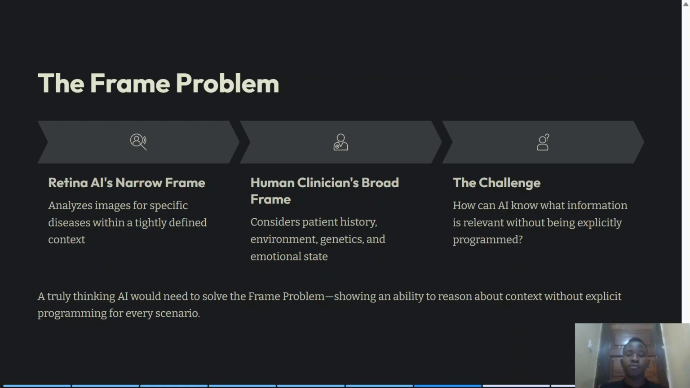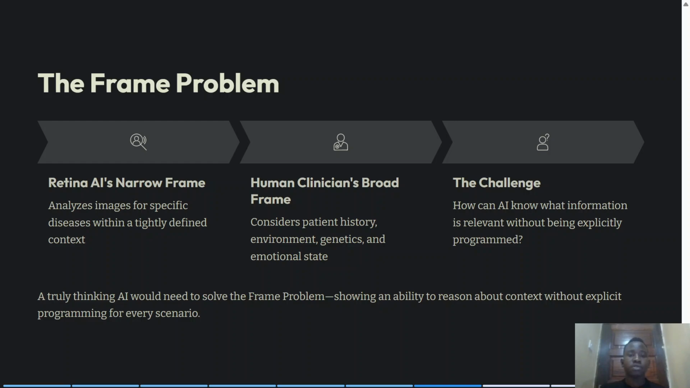But we need to find out how this AI can actually know this information without being programmed. So in this way, a truly thinking AI would need to solve the problem, showing an ability to reason about the context without explicit programming for every scenario. And that is our frame problem that we are looking at.